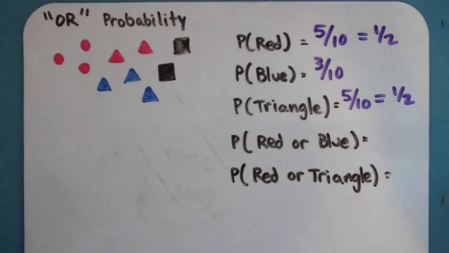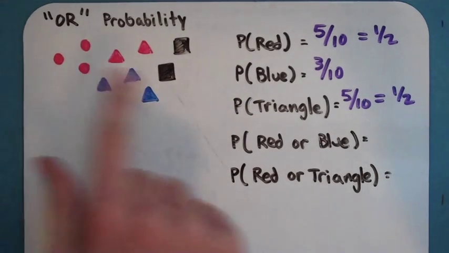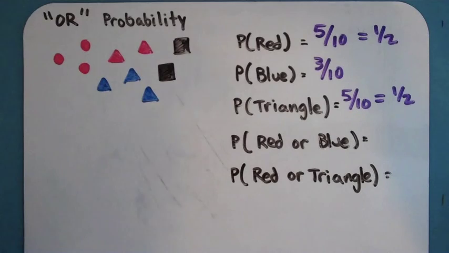Now, if you look at the bottom 2 here, this is an example of, like I said, OR probability. We want to know the probability that if we pick one of them, it's going to be red or it's going to be blue. So in this scenario, we would win if we pick a shape and it's red or it's blue. So as long as it's not black, we're okay.